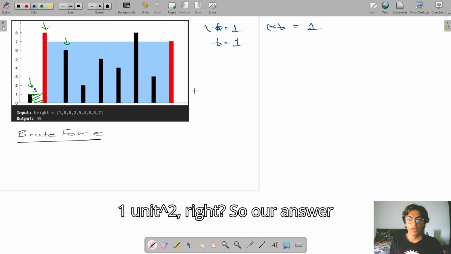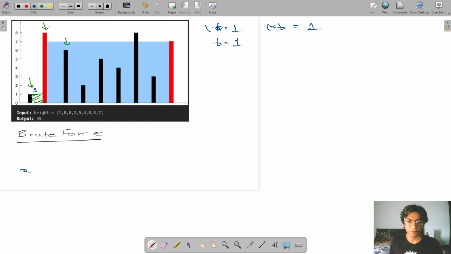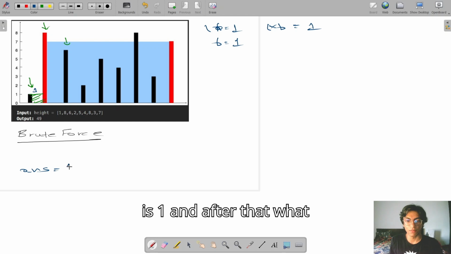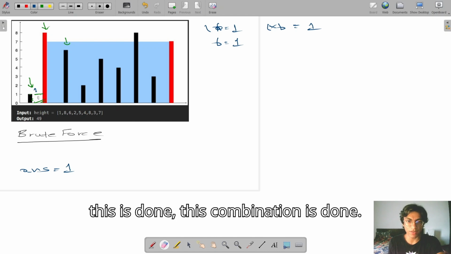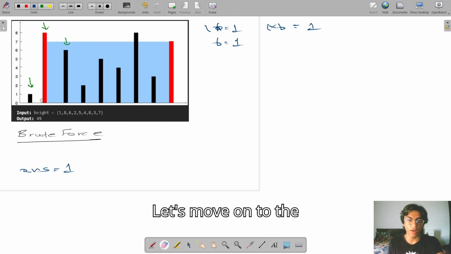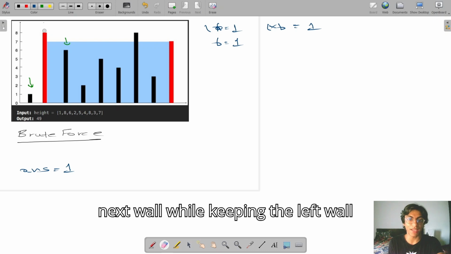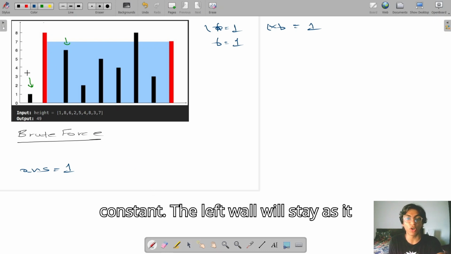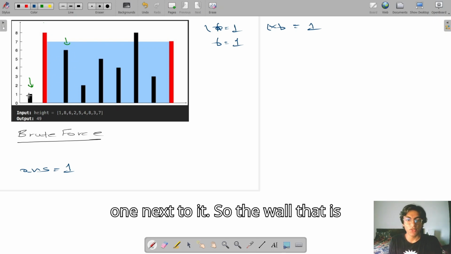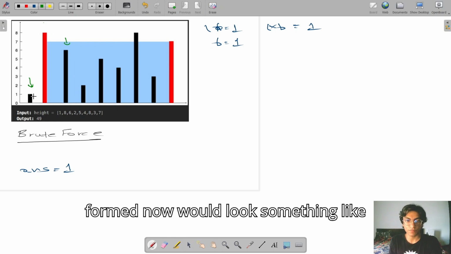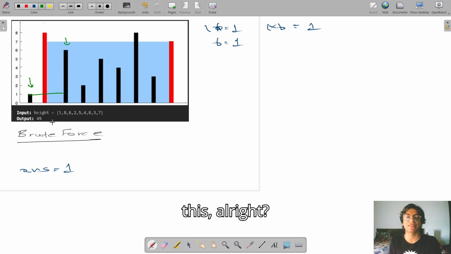Alright. So our answer so far is 1. And after that, what we do is we will say, okay, fine, this combination is done. Let's move on to the next wall while keeping the left wall constant. The left wall will stay as it is. The right wall will be shifted to the one next to it. So the rectangle that is formed now would look something like this. Alright.